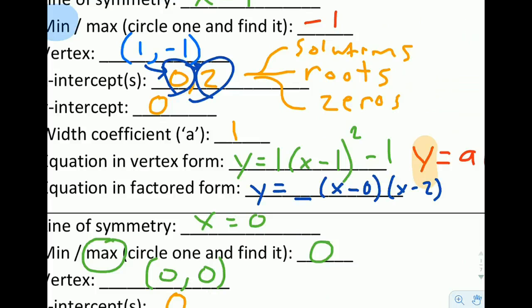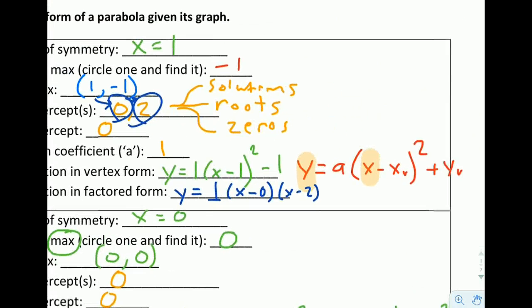The reason I left that blank out front is, just like in vertex form where we had to have the a, same thing here, we need to put an a out front. So my equation in factored form is y equals 1 times x minus 0 times x minus 2. Does that clean up? Yeah, sure it does. You could write this as simply x times x minus 2, because the 1 kind of gets folded in. The x minus 0 is just x. You could clean that up.